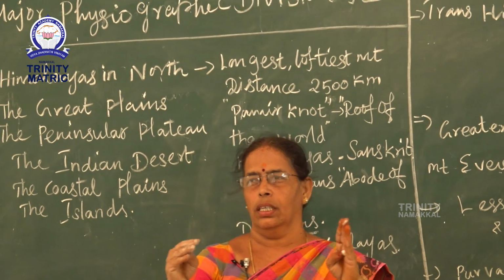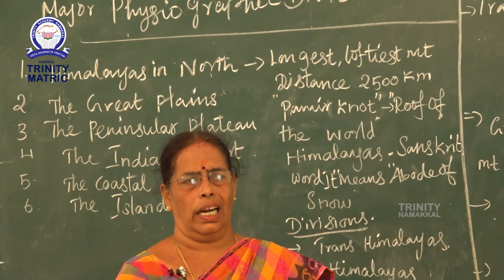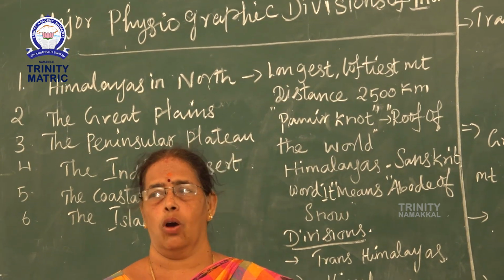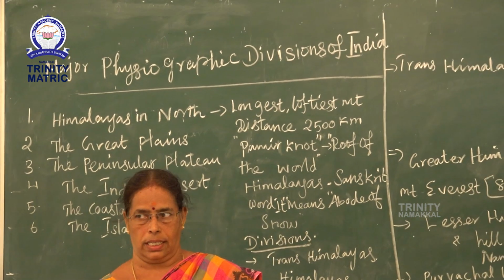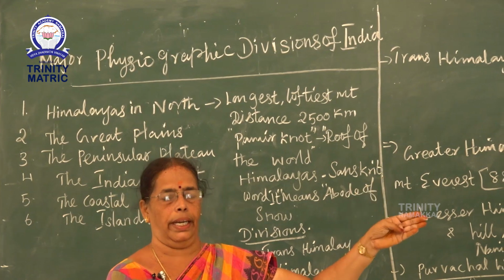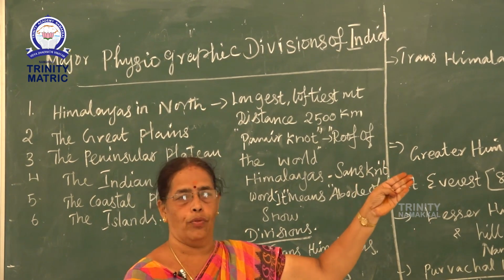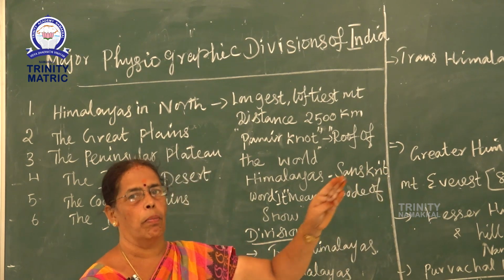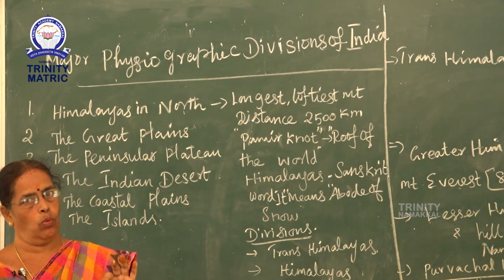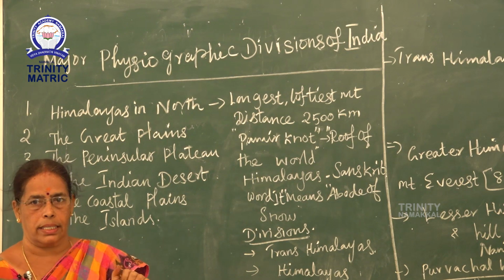You know, poor people build houses. What kind of houses do they use? A roof house, isn't it? That is the roof of the world. That is the meaning. Do you understand what a roof is? That is the roof of the world in India. That is the Pamir Knot. P-A-M-I-R K-N-O-T.